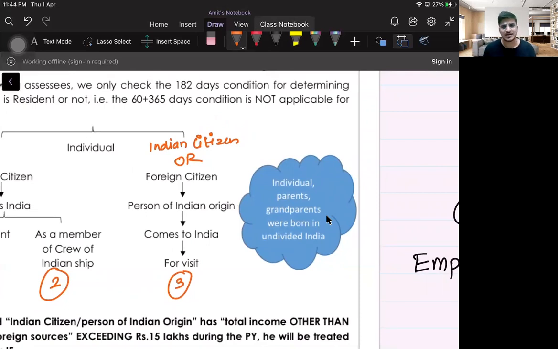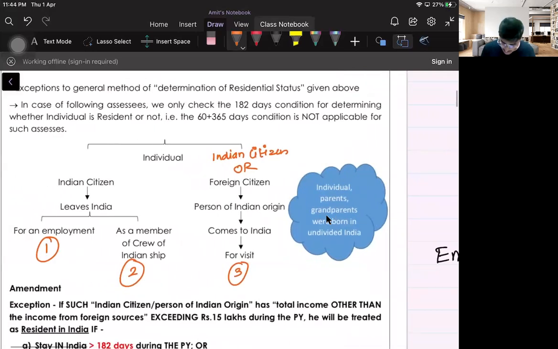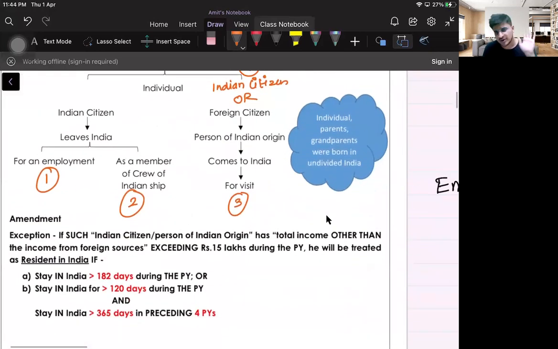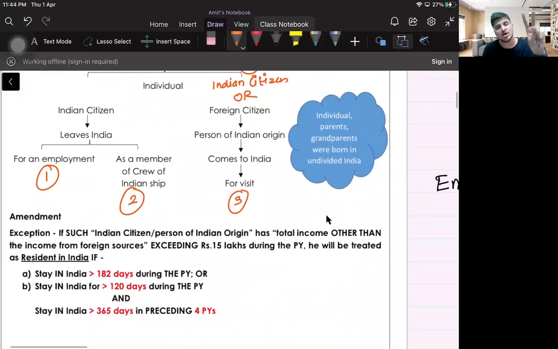But recently, the government came up with an amendment to this part of the category, the third part, and they said, wait. For the third part, the second basic condition can apply with some amendments. It will apply in this way: you are falling under the third category, yes, you are an Indian citizen or a foreign citizen who is a person of Indian origin coming to India for a visit, then we will first check what your total income is.